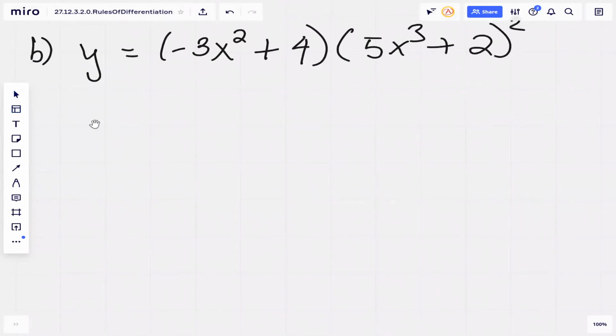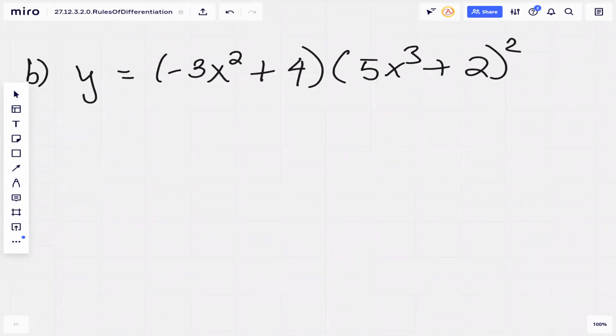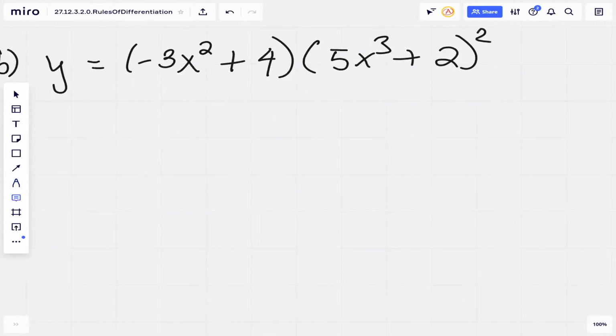So y equals (negative 3x squared plus 4) times (5x cubed plus 2) all raised to the power 2. Okay, so here we need, again, to use a combination of rules. We need to use the product rule because they have two functions multiplied together. One of the functions has a power, so we're going to use the power rule, and of course the chain rule, because for this function we have something within the brackets. All right, so let's get started.